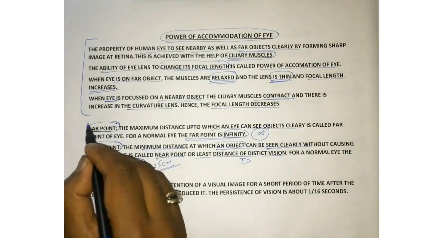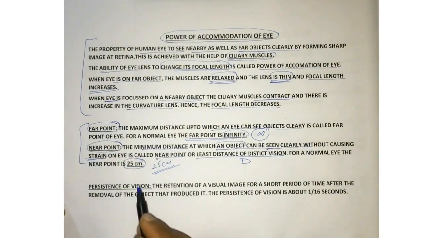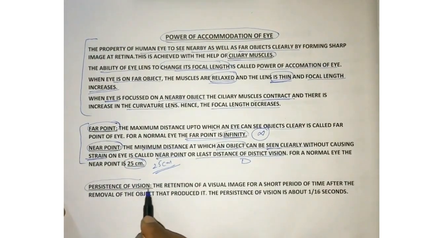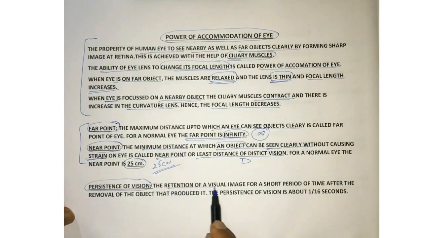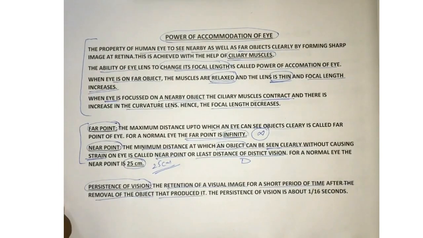Clear? Now, next is persistence of vision. What is persistence of vision? It is the retention of a visual image for a short period of time after removal of the object that produced it.